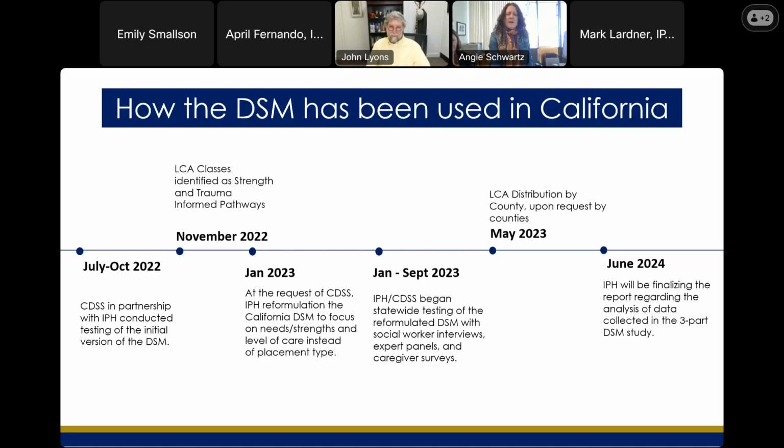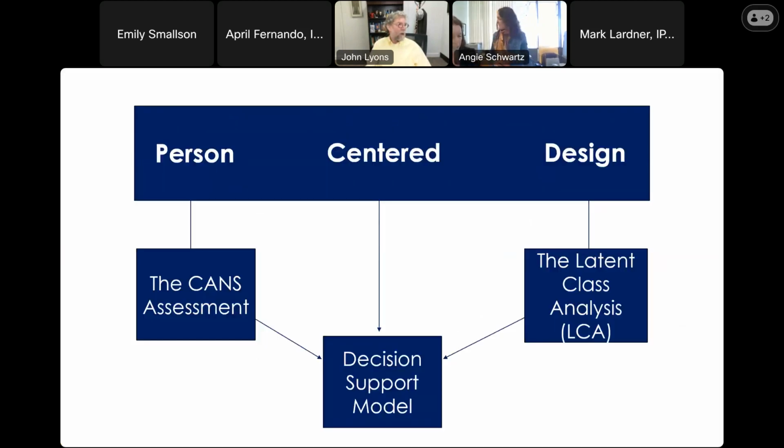And then in June of 2024, we are finalizing that last report regarding the analysis of the data collected in that 3-part study. So that is the overall high-level timeline of our work with IPH around the decision support model. And I am now handing it over to you, Dave. Sarah and I are switching places in my office.